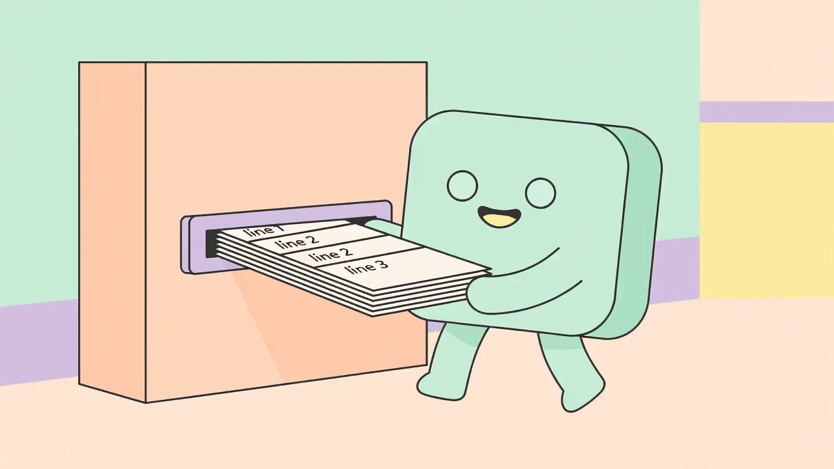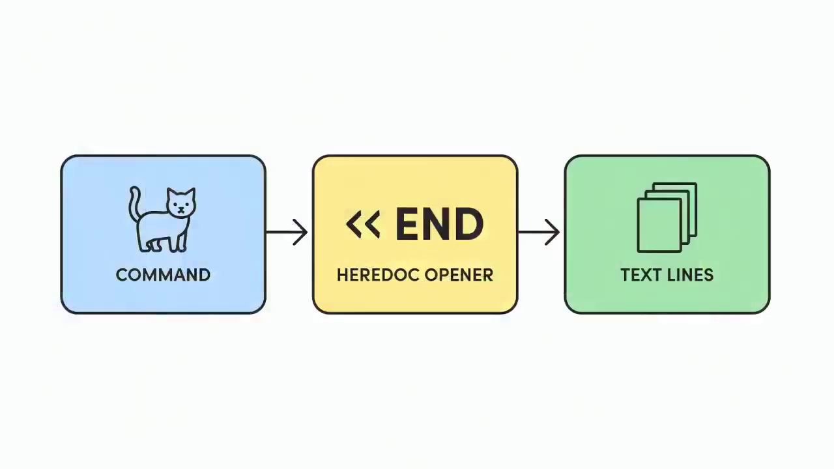Imagine you want to hand a stack of papers to a worker through a mail slot, but you don't want to read the papers out loud first. You just want to slide them through silently. That's essentially what a heredoc does. It sneaks multiple lines of text directly into a command's input slot, called standard input, without echoing anything to your screen. A heredoc has three parts.